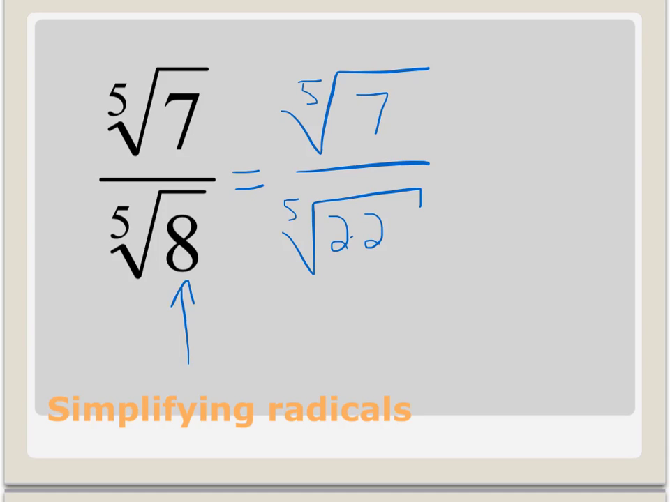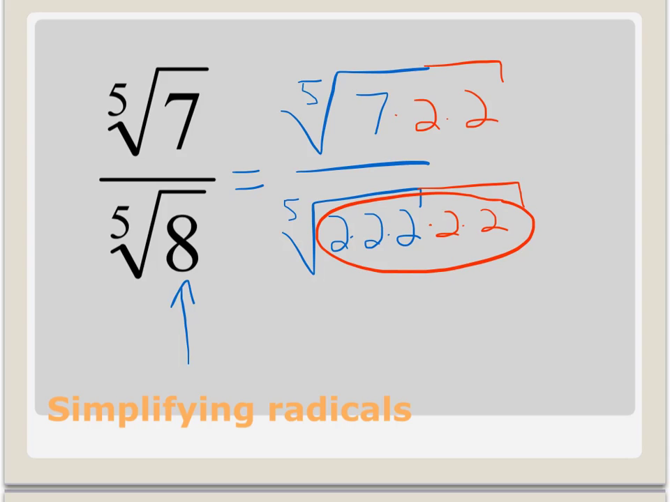8 is 2 times 2 times 2. So in order for me to eliminate that root on the bottom, I need 2 more 2's in order to have a set of 5. So I need to rationalize the denominator by multiplying under the root with 2 more 2's. And whatever I do to the bottom, I have to do to the top. Because you see, now I have 5 2's. Now I can bring that 2 on the outside, and I no longer have a square root or any kind of root in the denominator.